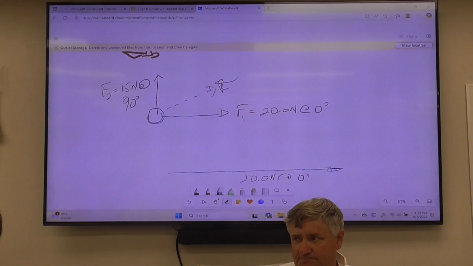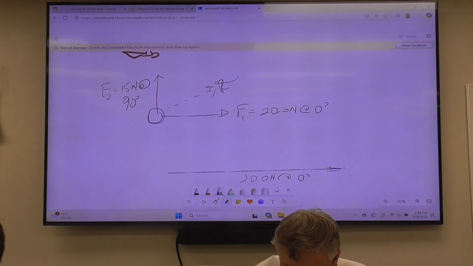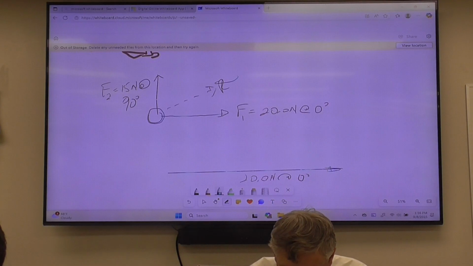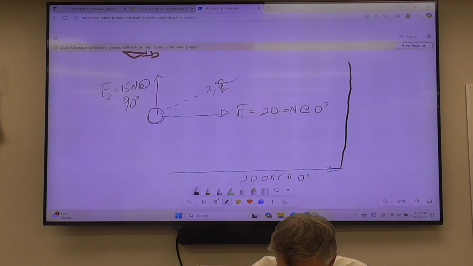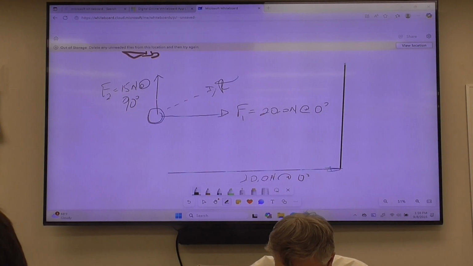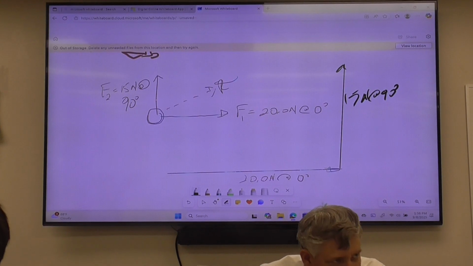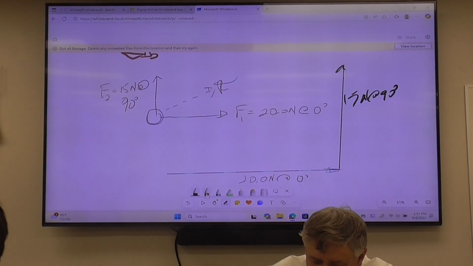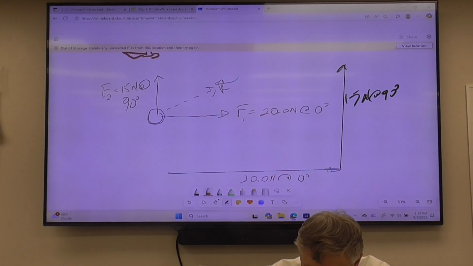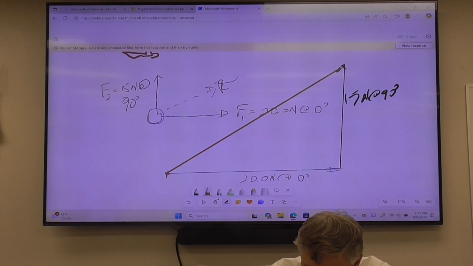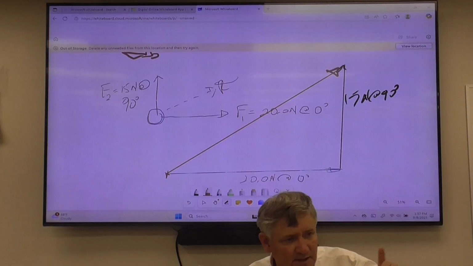Cool, got that number. Then from the end of this, now I'm going to take that 15 Newton and draw that one. So now I'm going to go like this. Boom. 15 newtons at 90 degrees. And here's the most critical thing. And that's going to be that resultant that goes from that origin out to where you end up.